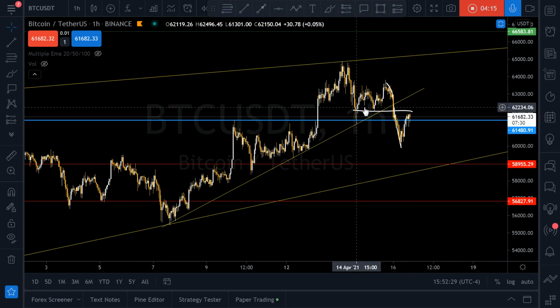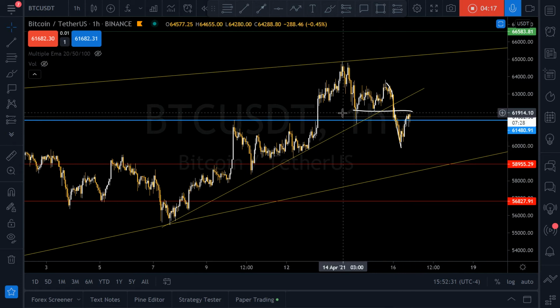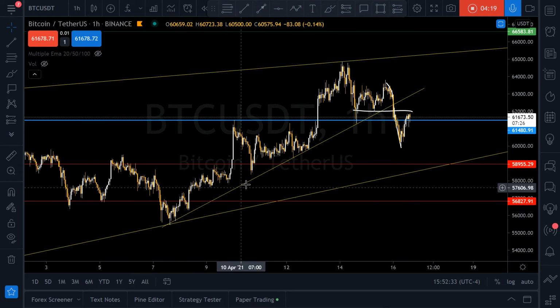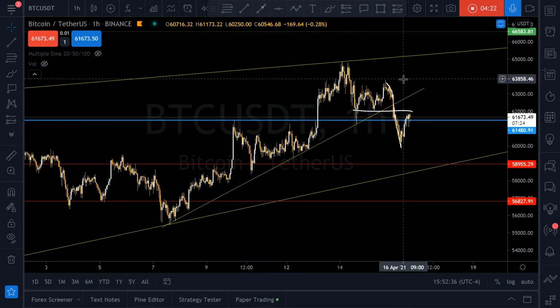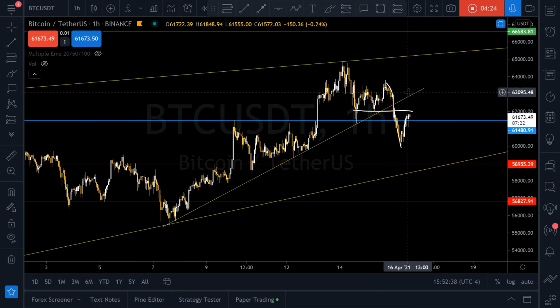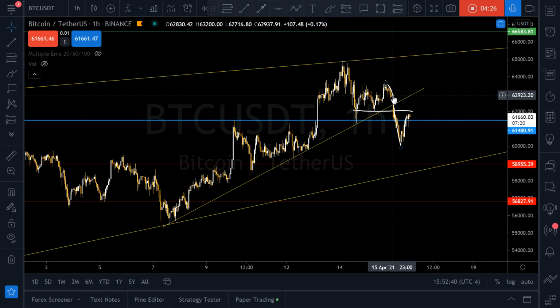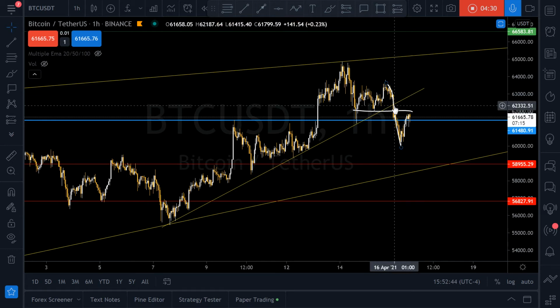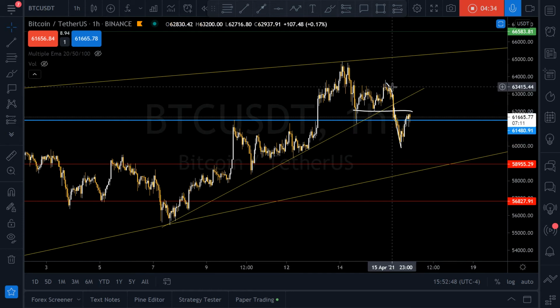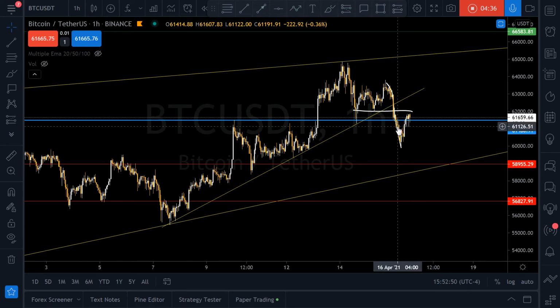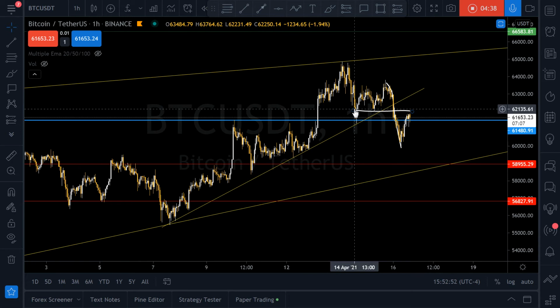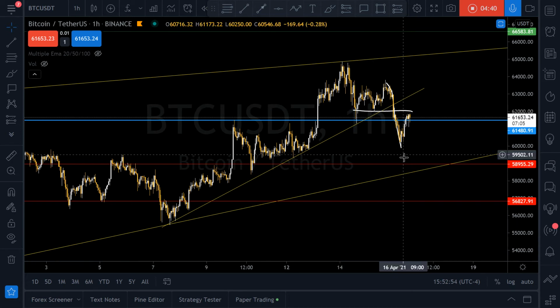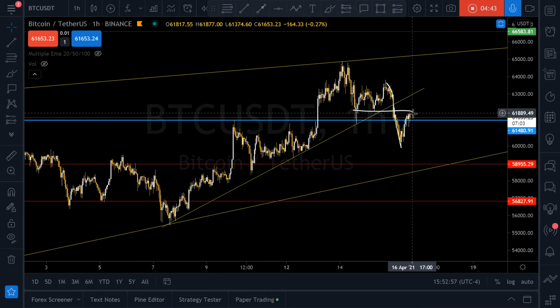Once we break the higher low, then I officially call this uptrend over, and we may be beginning a new trend to the downside. How do I know when that trend begins? When we come back and retest these lows, and that's where we are right now.